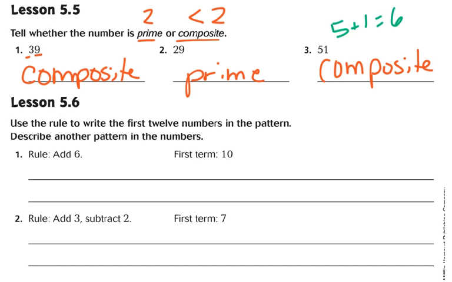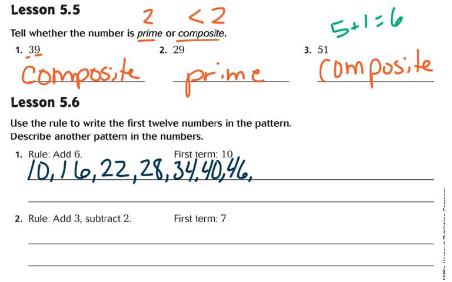Last section. Our rule is to add 6, and our first term is 10. That means that's where we're starting. 10, add 6, 16, add 6, 22, add 6, 28, add 6, 34. Add 6, 40, 46, 52. And it's asking for the first 12, so you can finish those. I did 8 for you.